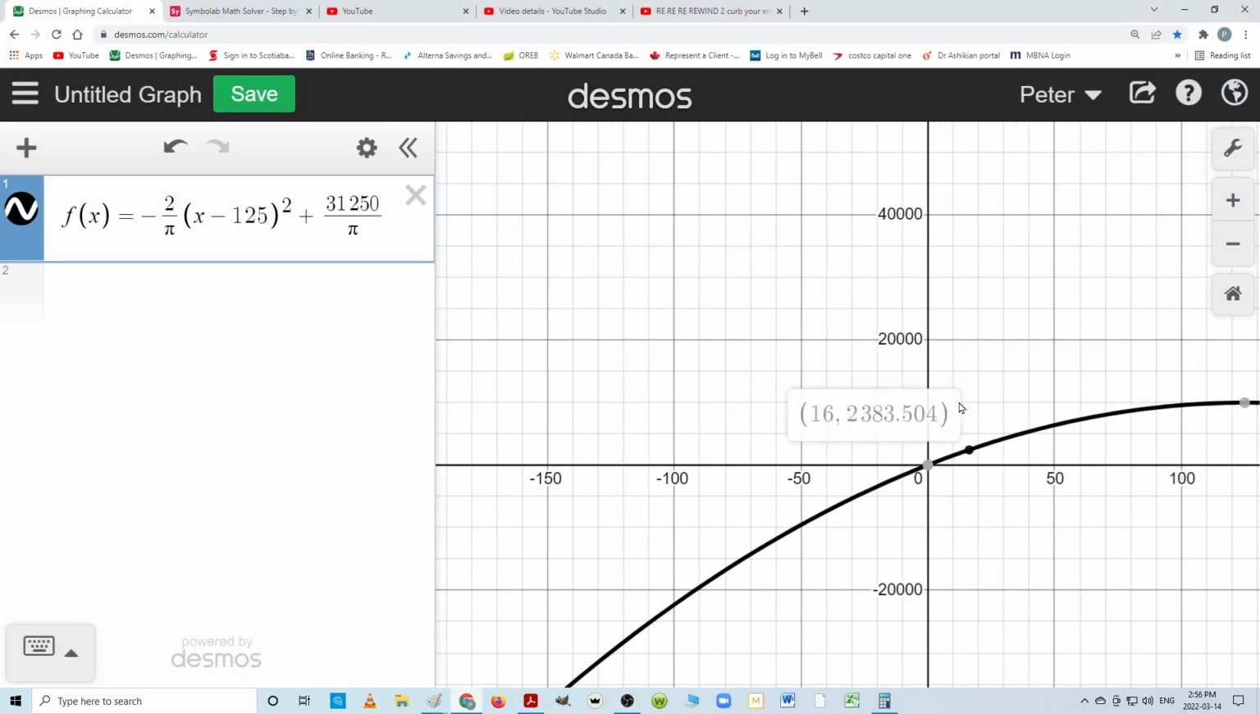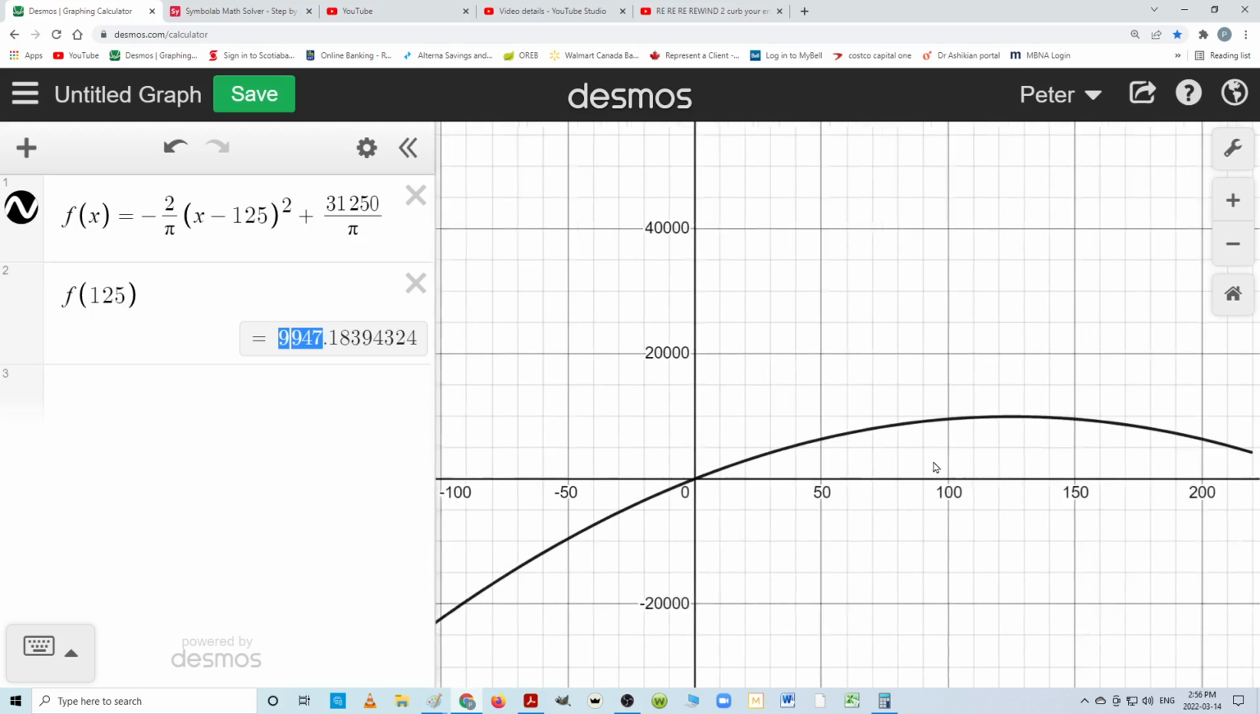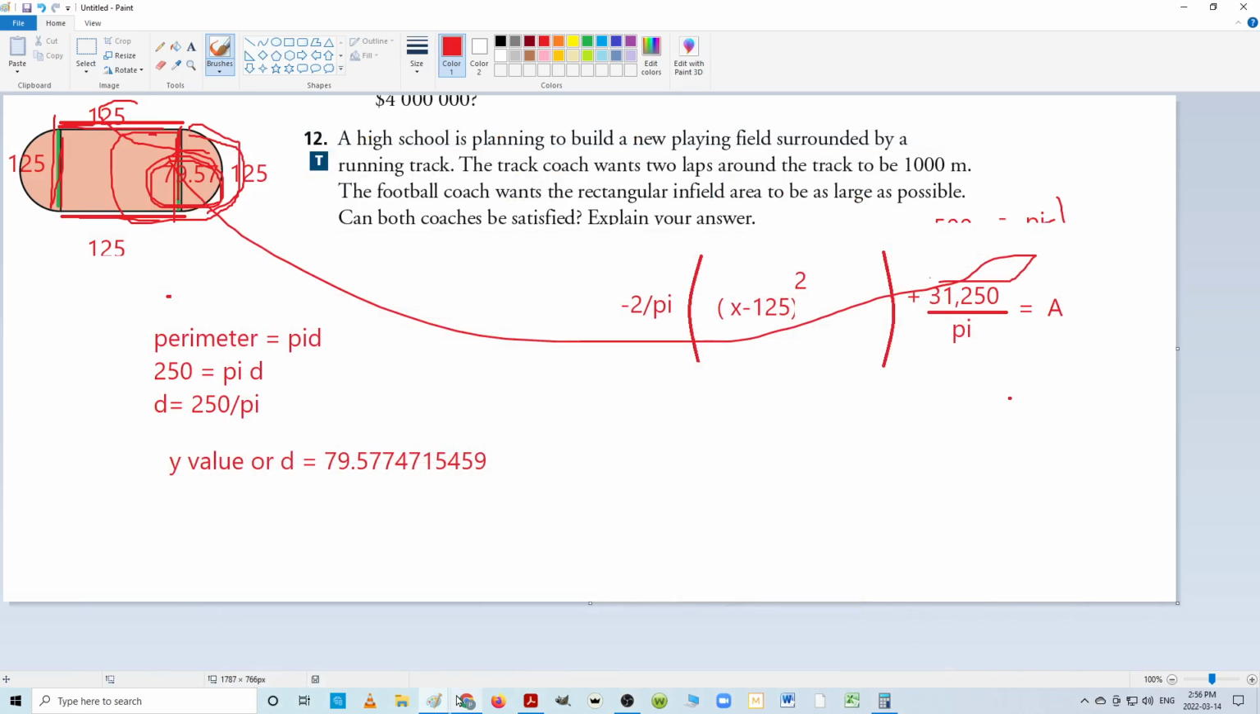And this value of this square happens to be what 31,250 divided by pi comes out to. We can see this by making f of 125 here. And there we get our max value right there. So you can see these things you can figure out if you're given two possible equations, you can figure out two missing variables.